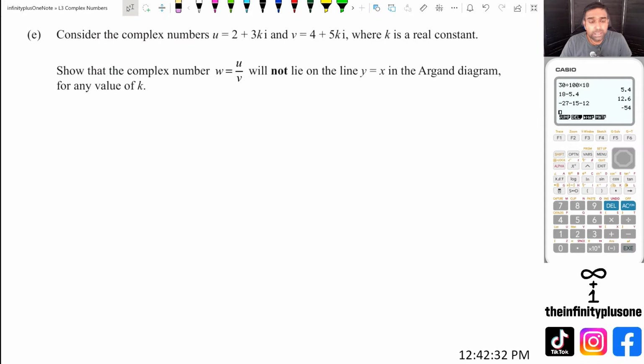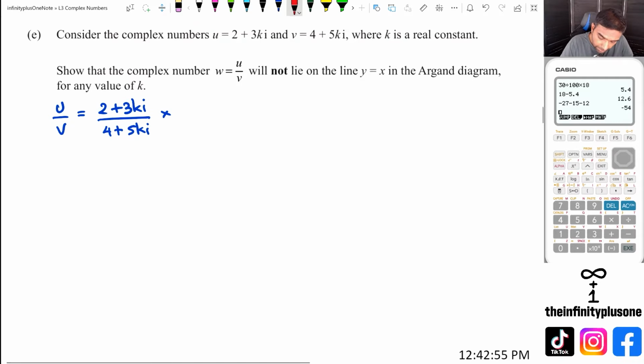All right, so for question E, what we've got is two complex numbers, u and v, so the complex number u over v will not lie on the line. Okay, so what we're going to do is u divided by v first. To do this, we're going to have 2 plus 3ki divided by 4 plus 5ki. Now we're going to rationalize the denominator, which means I need to multiply by 4 minus 5ki over 4 minus 5ki. Now we need to sort out the two brackets in the top, so we've got to actually use FOIL.